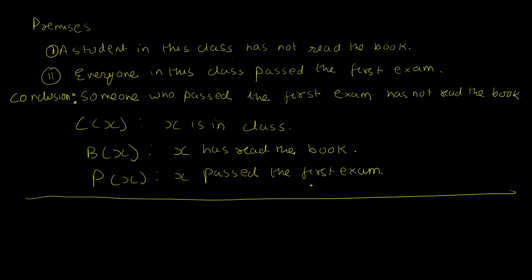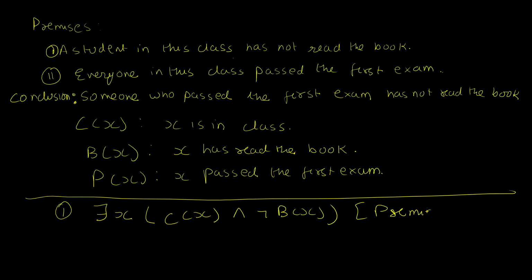Okay, now I can begin my steps of inference. The first statement says that a student in this class has not read the book. So at least one student exists who belongs to the class and has not read the book. So I can say there exists an X who belongs to the class and has not read the book, and this comes from a premise. And in our earlier topic of conversion of English sentences into predicate logic, we have discussed in detail the situations where we want to use an "and" and the situations where we want to use an "implies".